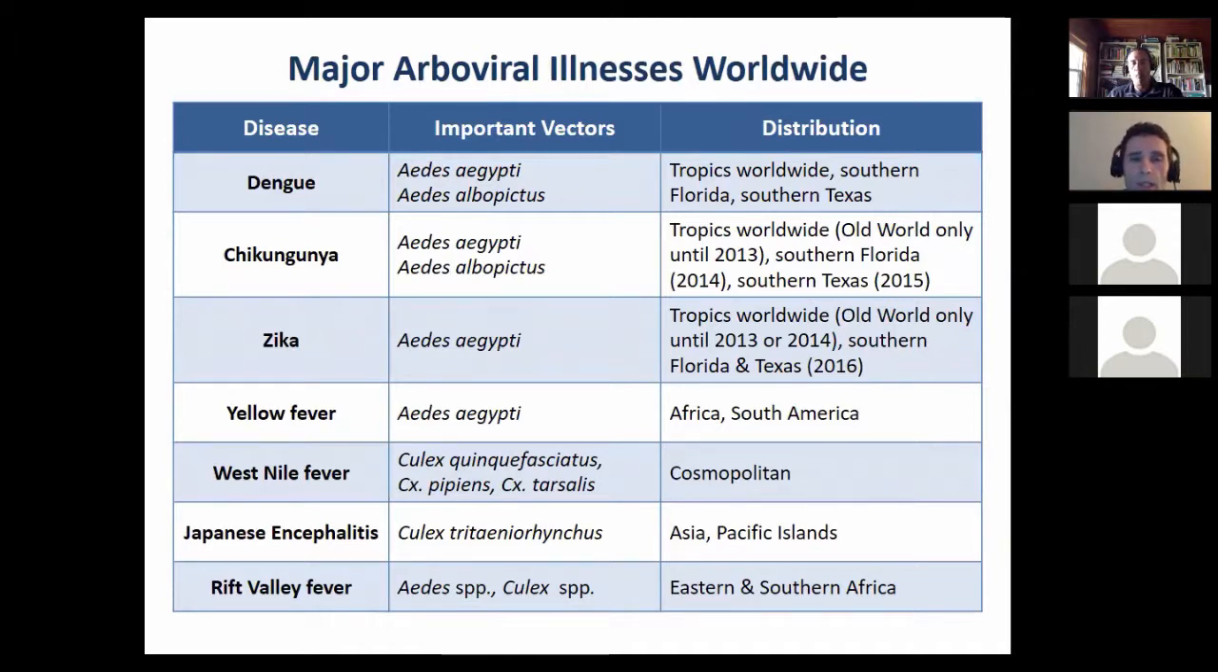The ones I have listed here aren't in any particular order, but there are just a few things I want to point out. In the first column, we have the disease, and then we have the important vectors, or the mosquitoes that transmit those, in the middle column, and then their distribution in the far right column. You'll notice in the first few that I list, a lot of them are tropical, and you'll see in that second column, Aedes aegypti is the mosquito that's implicated for a lot of these diseases.